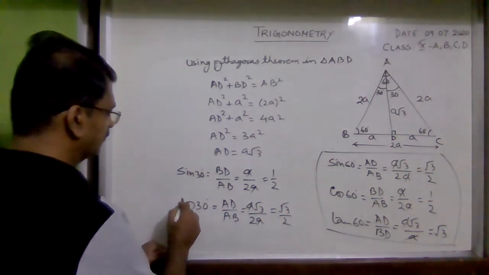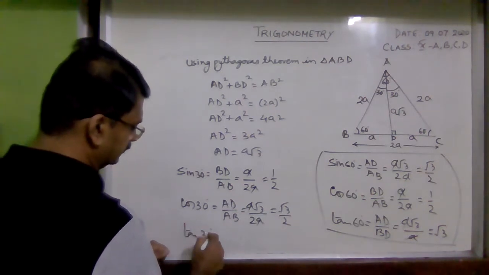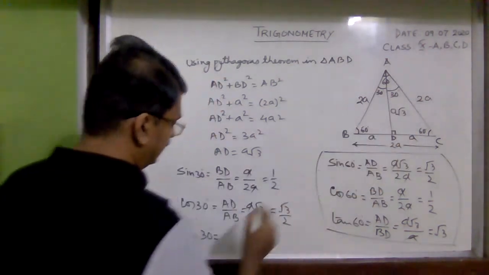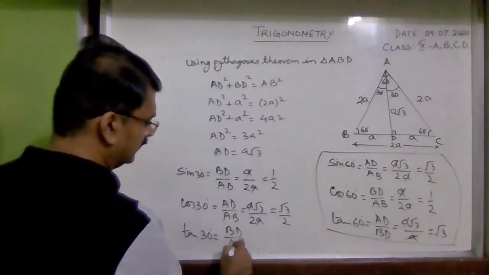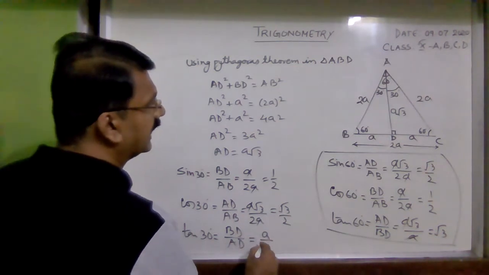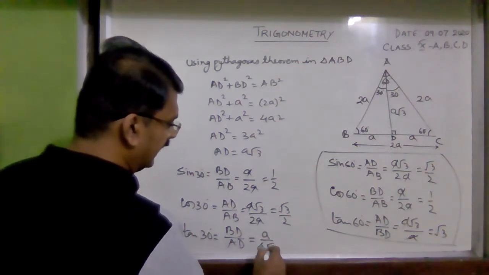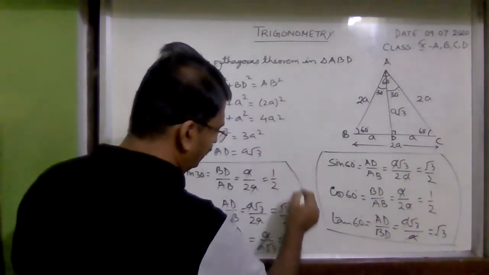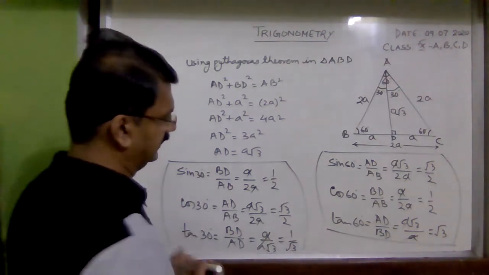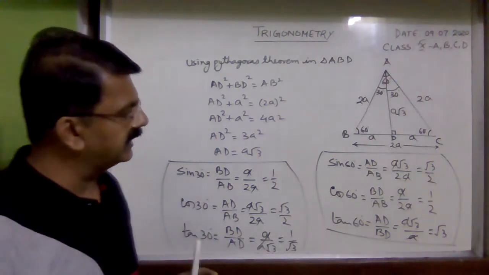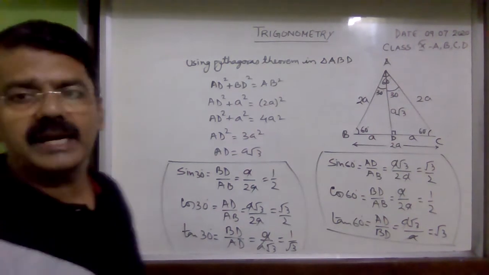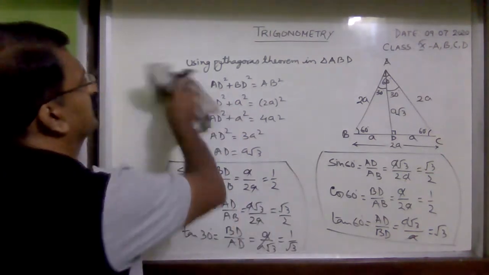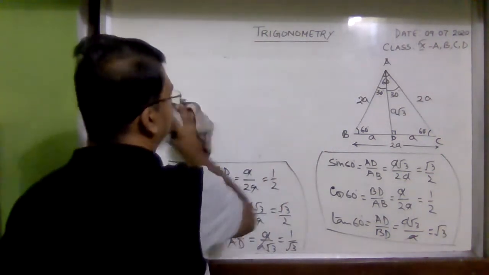And then tan 30. Tan 30 is perpendicular upon base, that is BD upon AD. BD is a, AD is a root 3, a and a cancel out, 1 by root 3. So we have found the value of sine 30, cos 30 and tan 30. Clear? In this way we can find these values. But there is a table and you have to learn the table, because time to time we have to use those values. So I will give you the table over here.